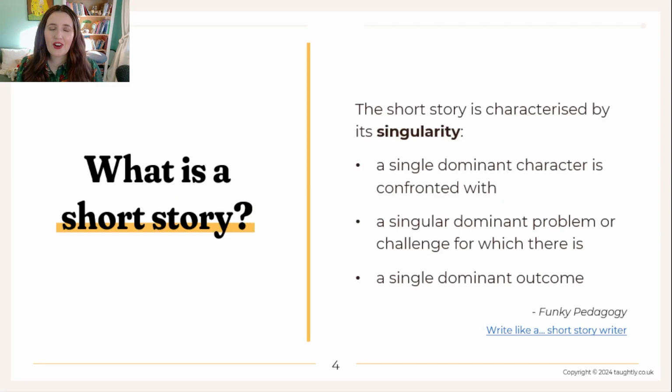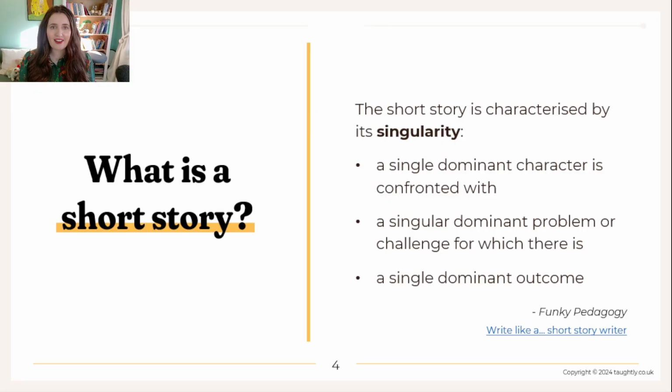If you watched my video on the Major's Apprentice, then this slide will be familiar to you. But a reminder, what is a short story, right? Because whether you're doing coursework or whether you're doing paper 2 exam, you have to write a short story, and the clue is in the name, short, right? So a short story is characterised by its singularity. Singularity coming from singular, meaning one. So there will be a single dominant character who is confronted with a singular dominant problem for which there is a single dominant outcome. So you're not trying to overcomplicate it.